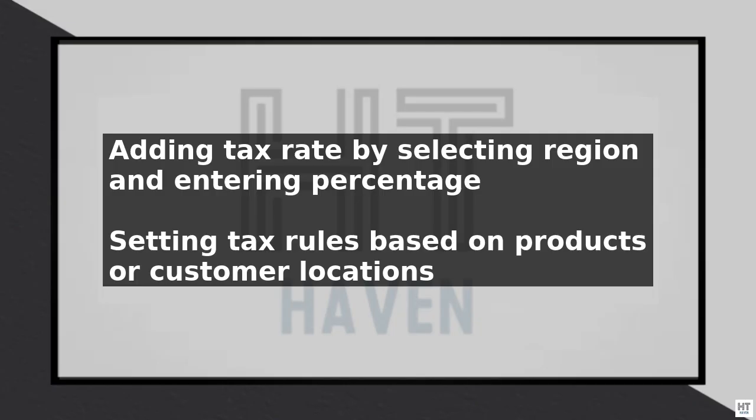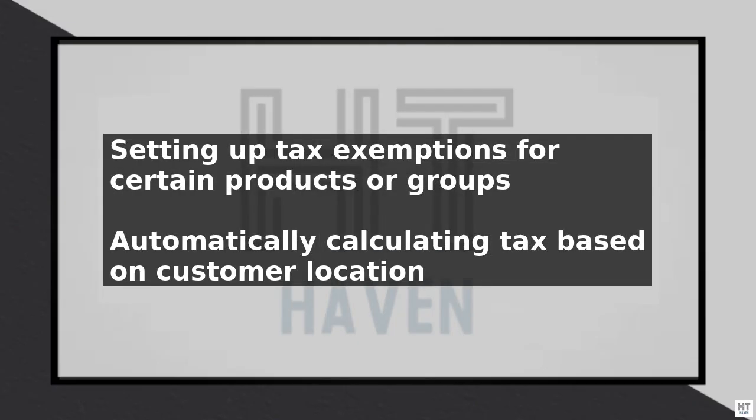You can also set up tax rules based on specific products or customer locations. To do this, click on the Add Tax Rule button and select the conditions that apply to the tax rule. For example, you can set up a tax rule that only applies to customers in a specific region or to specific products. It is also important to note that Squarespace automatically calculates and applies tax to orders based on the customer's location and the tax rates you have set up.